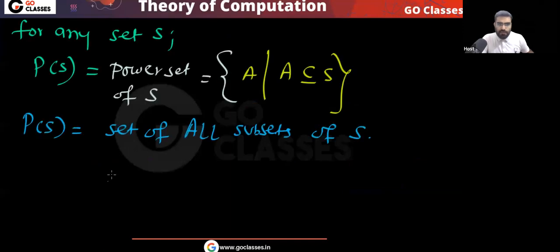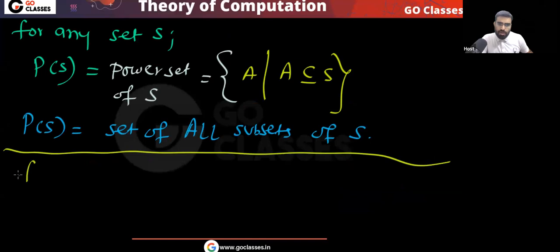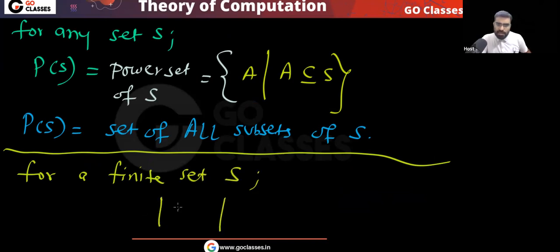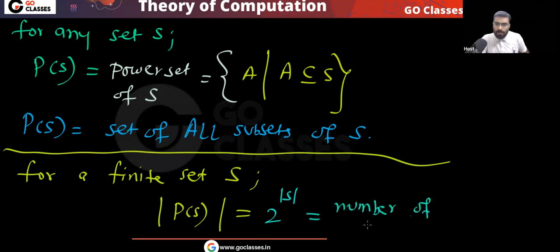First of all, for a finite set S, what is the cardinality of the power set? How many subsets are there? That is 2 to the power cardinality of S. Yes or no? Very simple. This is the number of subsets of S, and this is the cardinality of the power set.